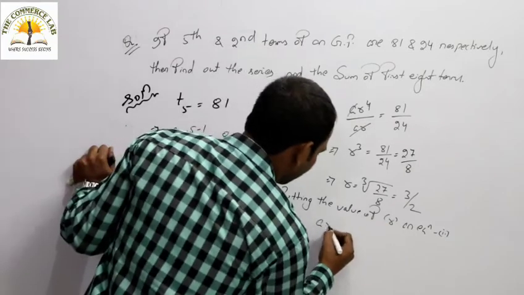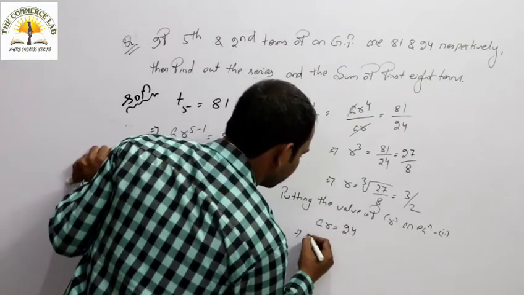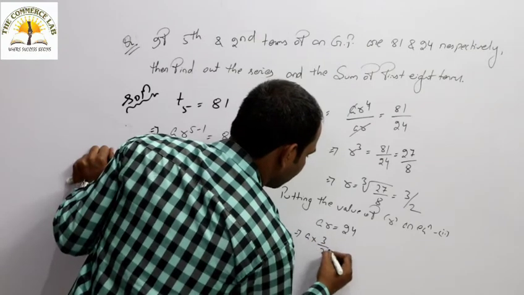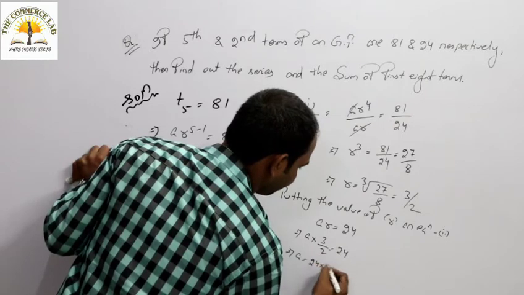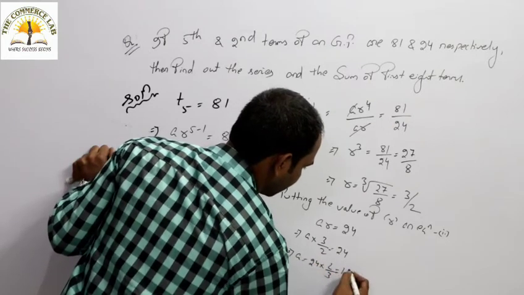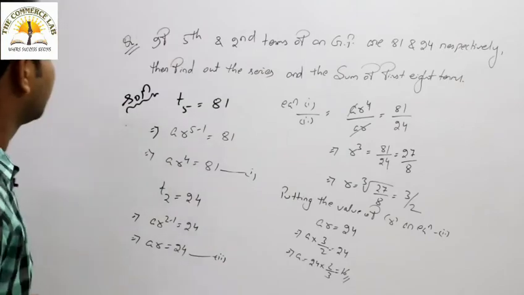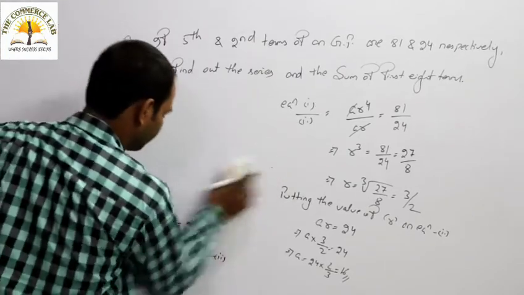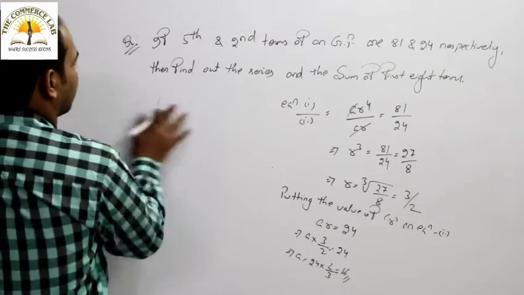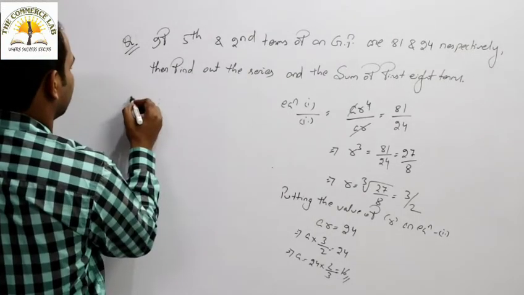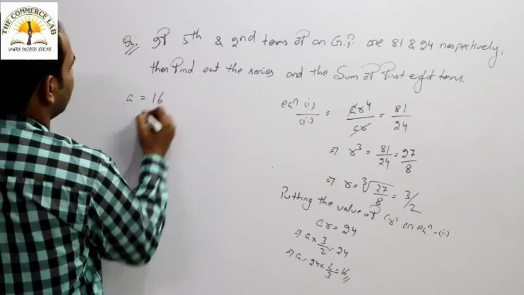2, we have AR equal to 24. This implies A into 3 by 2 equals 24. A equals 24 into 2 by 3, which is 16. So the value of A is 16. Then find out the series. The first term of a GP is A, so the first one is 16.